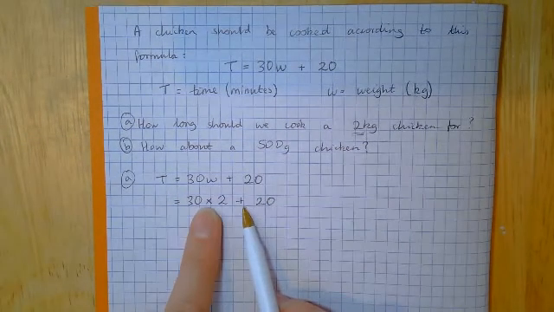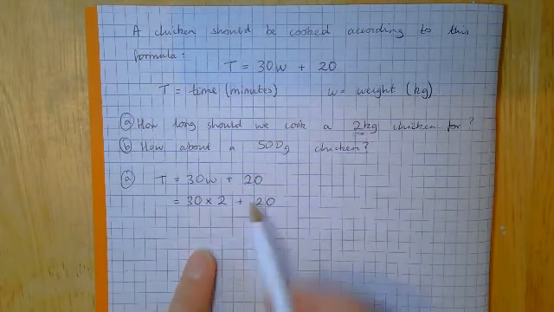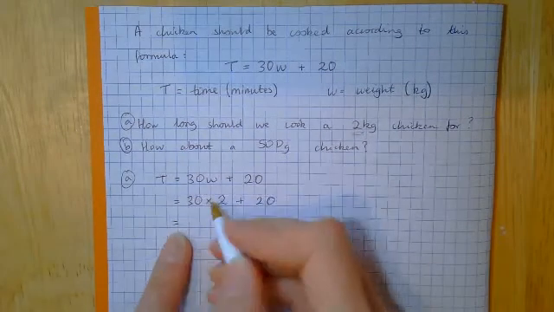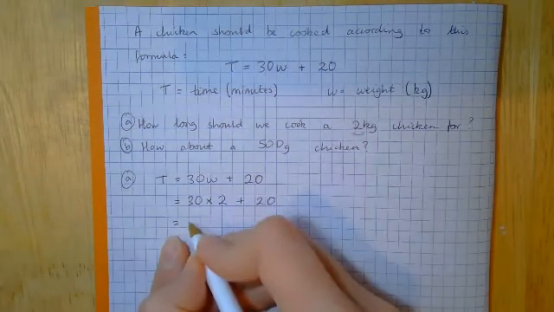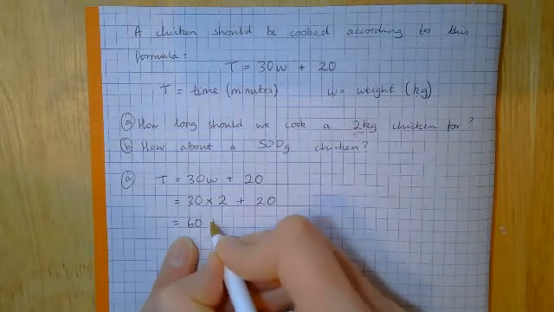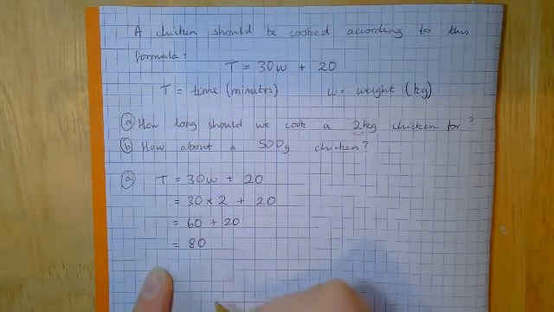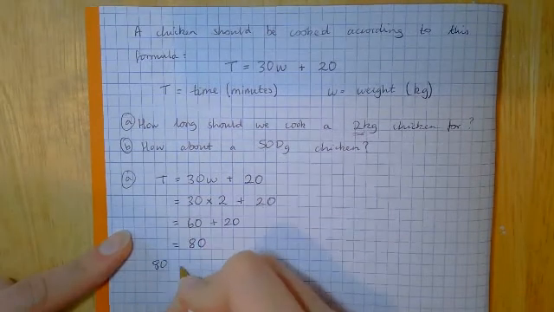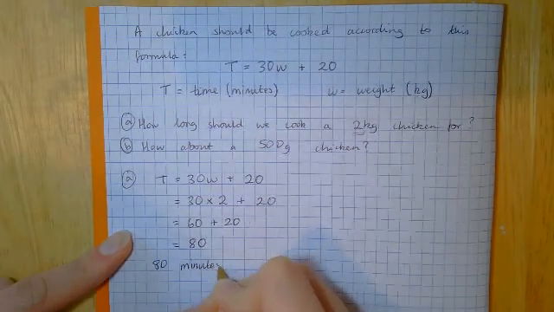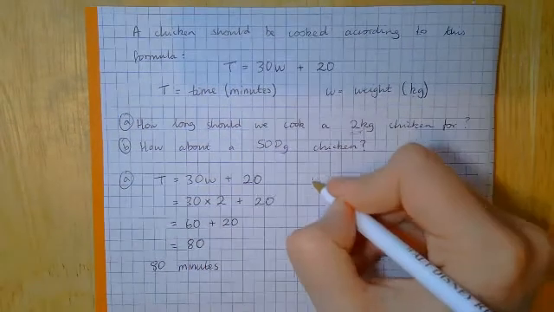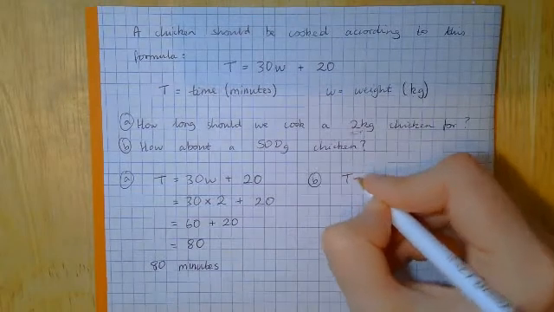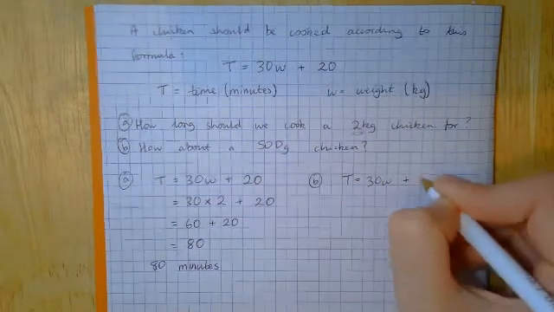And then I'm going to add 20. Right, another BIDMAS alert. I've got a times and a plus. BIDMAS, multiplication comes before addition. 30 times 2, do 3 times 2 is 6, then put a 0 on the end. And then I need to add the 20. So 60 add 20 gives me 80. So I should cook a 2 kilogram chicken for 80 minutes.